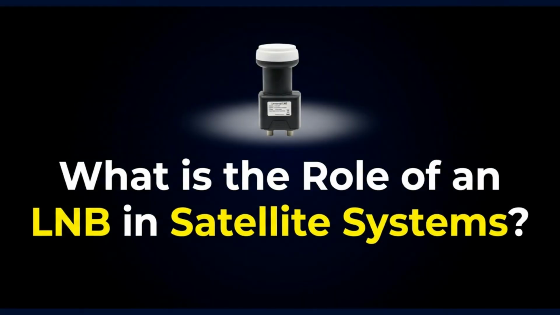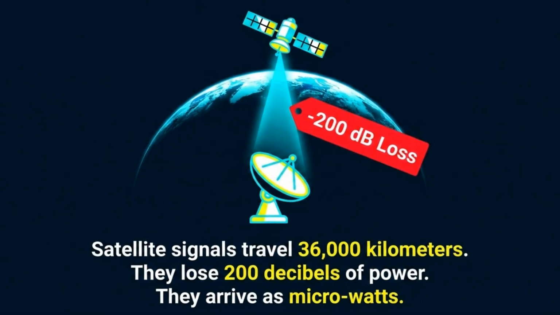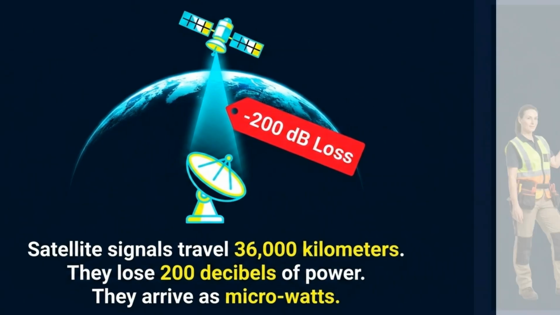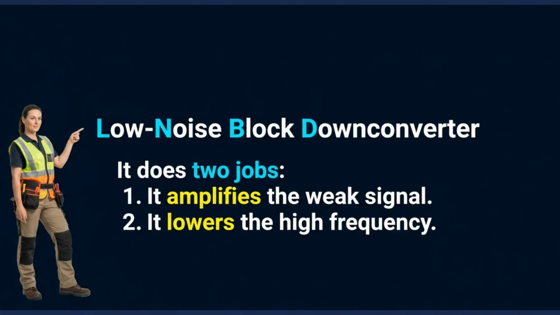This video will explore the role of the low-noise block downconverter, or LNB, in satellite systems. Satellite signals travel 36,000 kilometers and lose about 200 decibels of power, arriving as faint microwatts. The LNB, or low-noise block downconverter, performs two essential jobs. It amplifies the weak signal and lowers its high frequency.